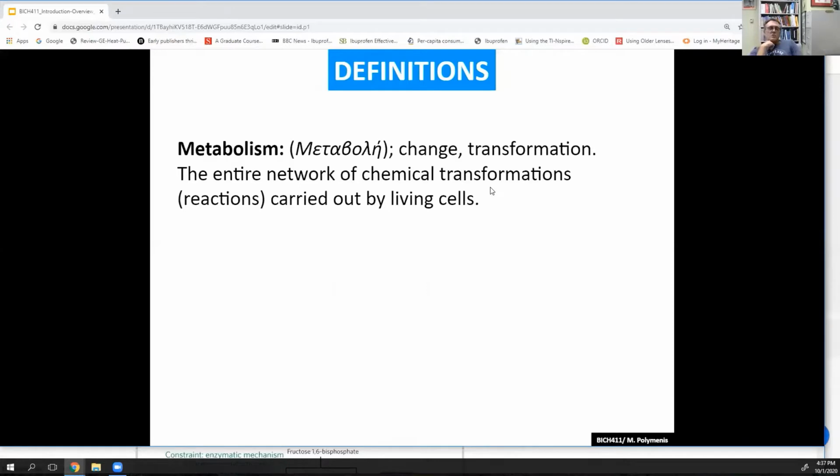Some definitions. We study metabolism. What does that mean? Where did it come from? So metaboli, it came from Greek. It means change. It's really a transformation, a change. And when we say metabolism, we really mean the entire network, all the chemical reactions, the chemical transformations that are carried out by living cells. Because every reaction will change something. You start with reactants and you get to products. So a giant sum of all these changes, that's metabolism.